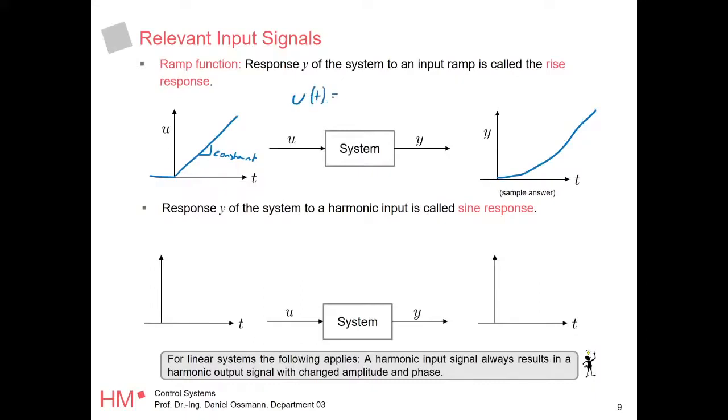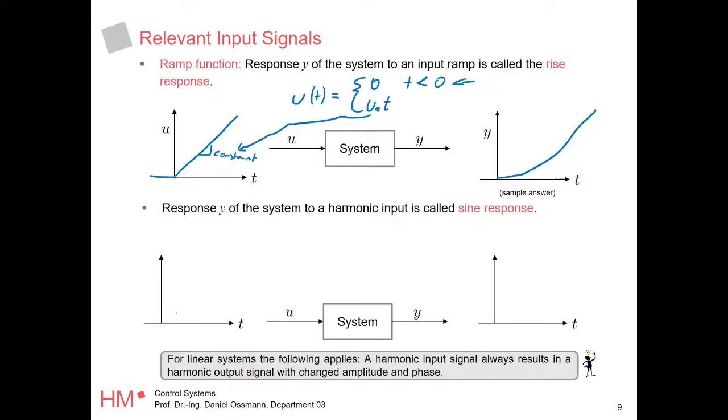So how does it look? u of t is, again, for t smaller than 0, equal to 0. As engineers, we don't care much about the past, so this always holds here. And then we have an input amplitude, but this time it's multiplied by t, right? So this constant on the input you need to multiply by t. This gives you a so-called ramp.